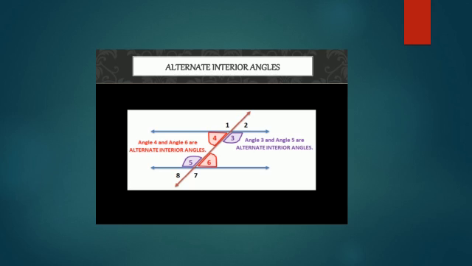Alternate interior angles. Parallel lines and one transversal line is there. In this, we are going to find out the alternate interior angles. Angle 4 and angle 6 are alternate interior angles and angle 3 and angle 5 are alternate interior angles.